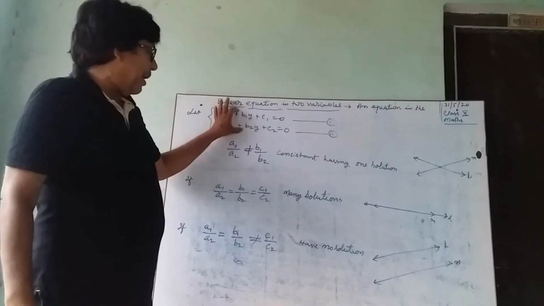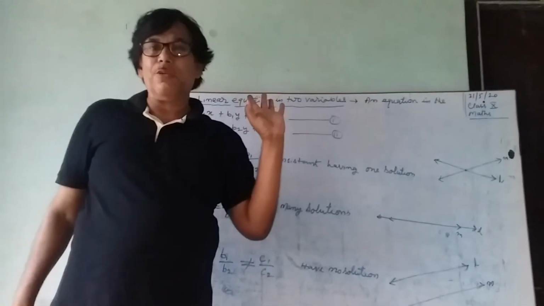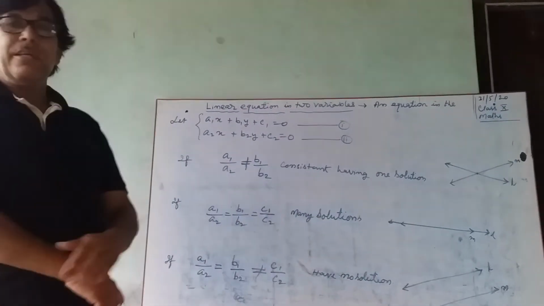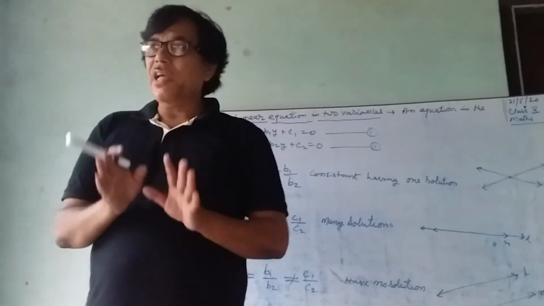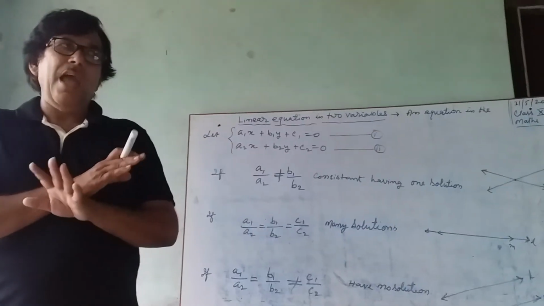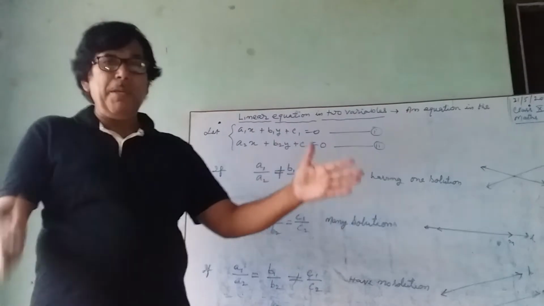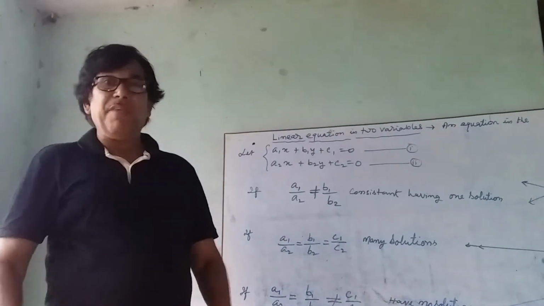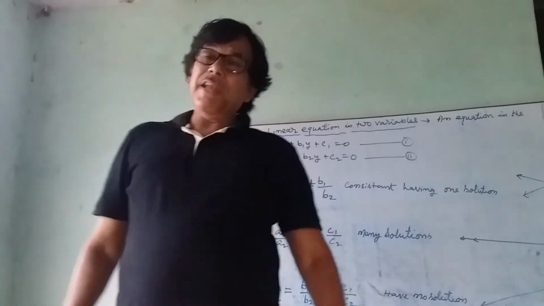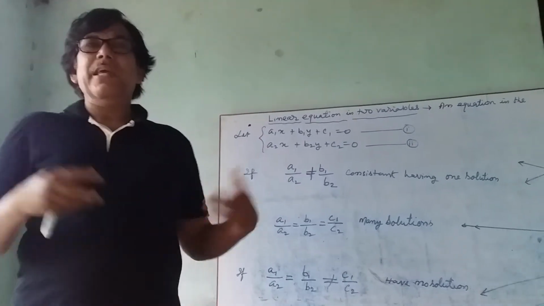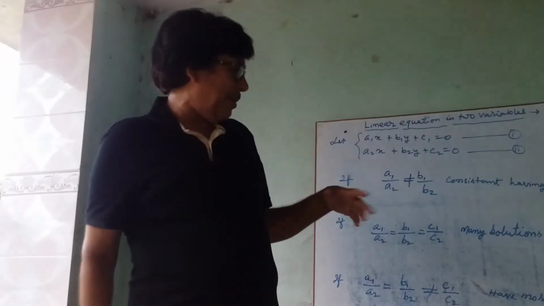Next, if a1 by a2 equal to b1 by b2 but not equal to c1 by c2, then the system of equations is inconsistent, having no solution. The graph of these two lines will be parallel to each other. They will never intersect, and if they never intersect, they will have no common solution, no common point.